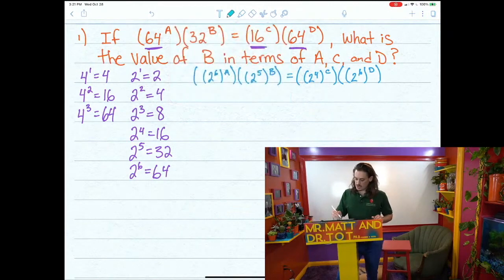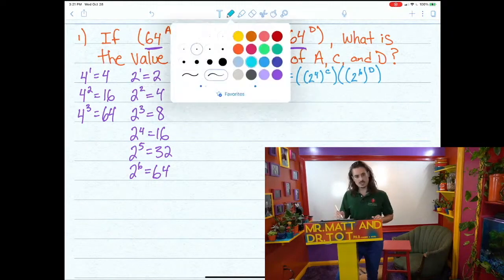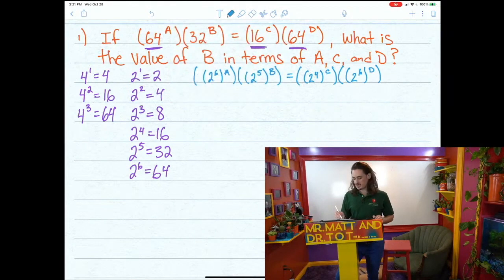Okay, so we have powers of powers here. So 2 to the 6 power quantity raised to the a power, that's the same thing as 2 to the 6 times a power, which is the same thing as 2 to the 6a power. So this is going to simplify into 2 to the 6a power times 2 to the 5b power. Remember, this is just following the third rule of exponents, a power of a power. Whenever you exponentiate a quantity already raised to a power, you can just multiply the exponents together.